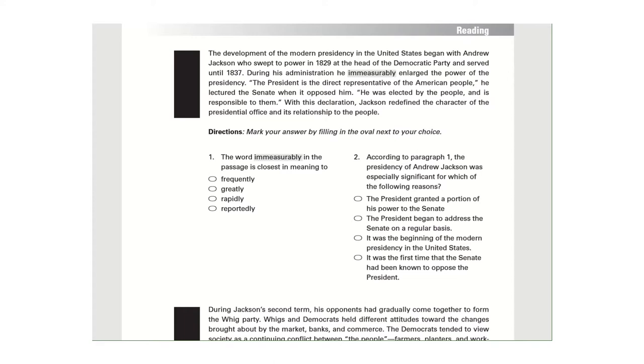So let us see what the question here is. Every time you do a question, go to the question first and understand it. Understand what the nature of the question is. Is it a word-based question, a paragraph-based question, or a passage-based question? A word-based question is one which is based on just one word.